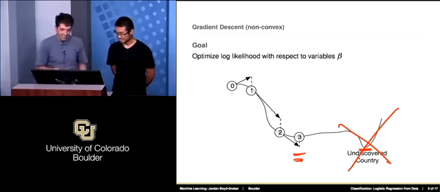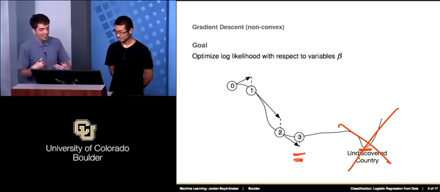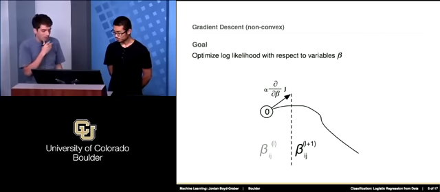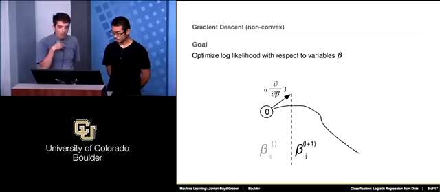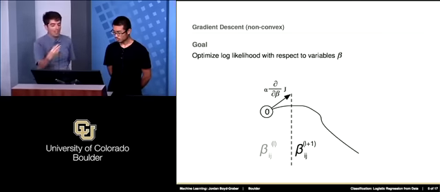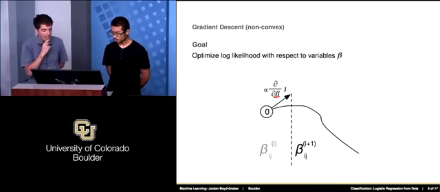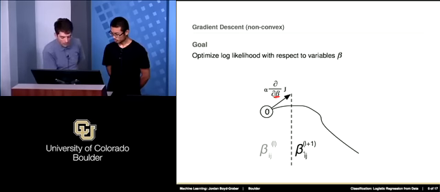Okay, all right. So this is the basic idea. So let's now go through the math. What we want to do is, whatever our objective function is, we want to take the derivative of that objective function with respect to our parameters, beta, and then we're going to change our betas based on what the gradient was.